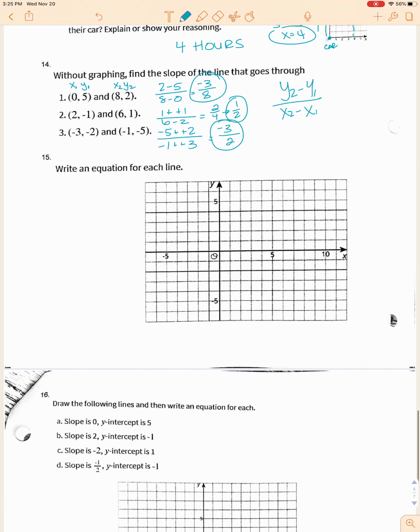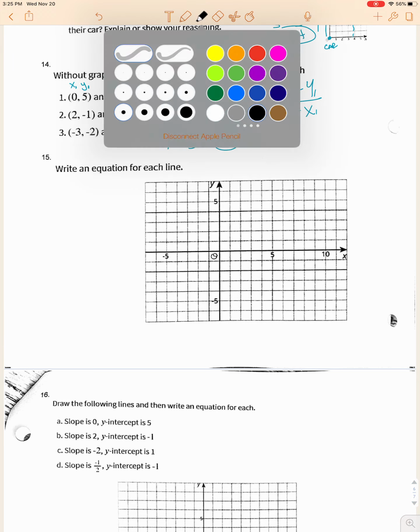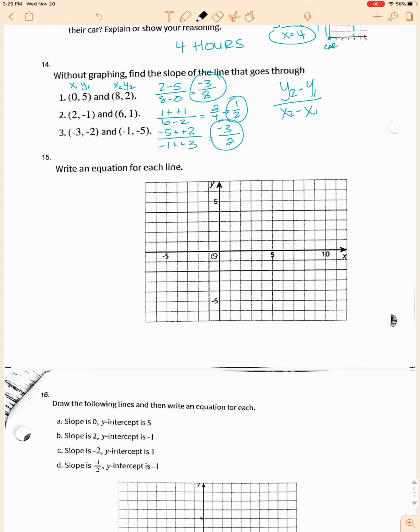All right, number 15. So the lines are there. They're just really hard to see. So I'm going to highlight them for you, and I need you to draw them on your paper darker. So here's one.